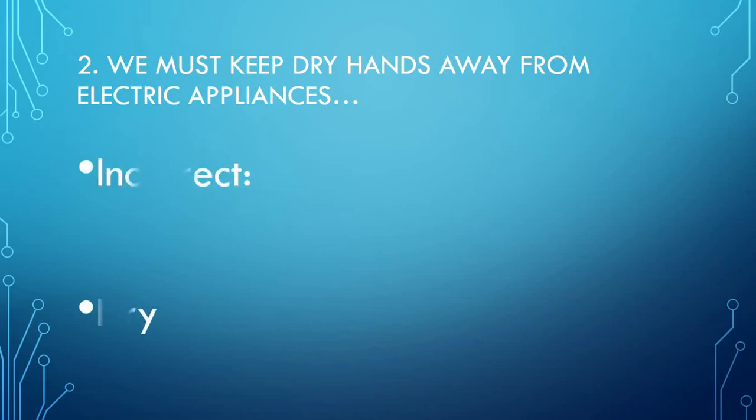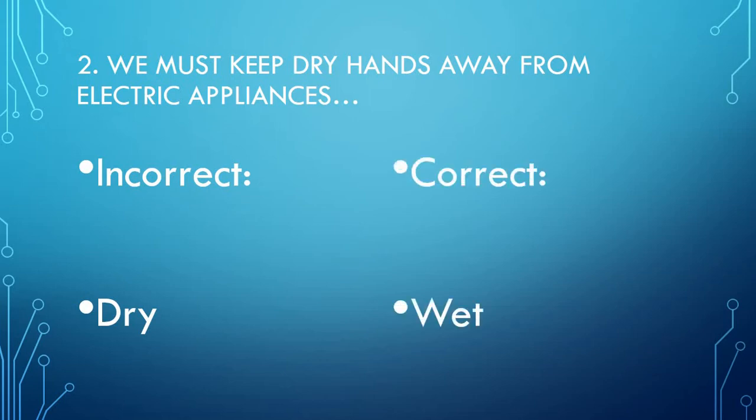So let me just display. The incorrect word here is dry. So we must keep dash hands away from electric appliances. What do you think will be the correct if dry is incorrect? So let's see the correct word. Correct word is wet. So we must keep wet hands away from the electric appliances. Please write the correct answer. Also repeat after me loudly and clearly.